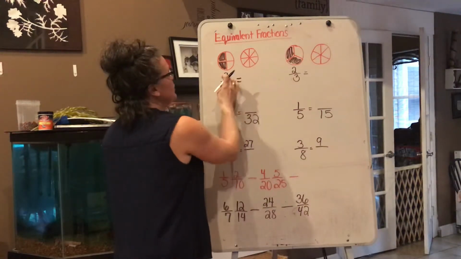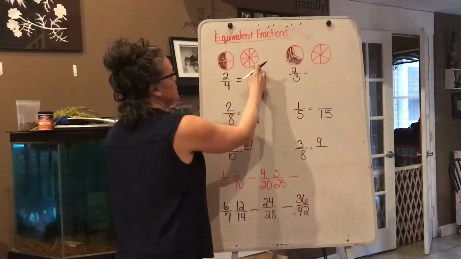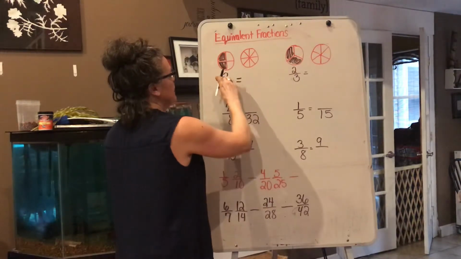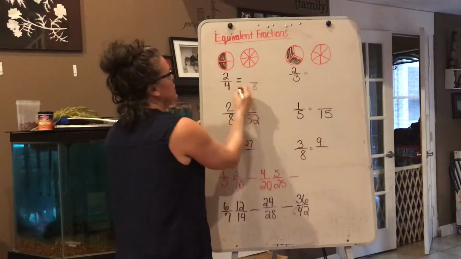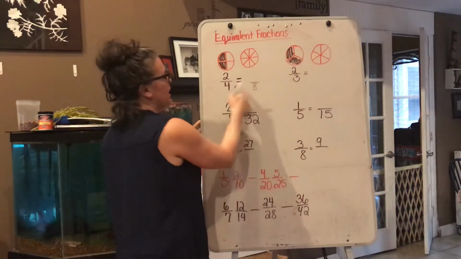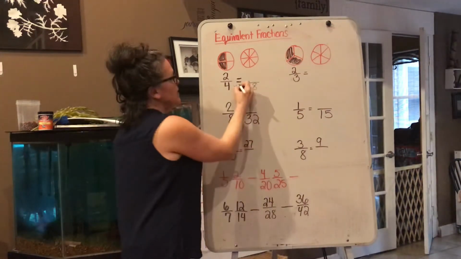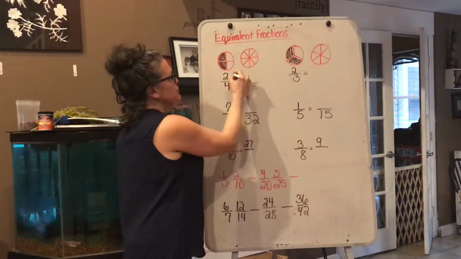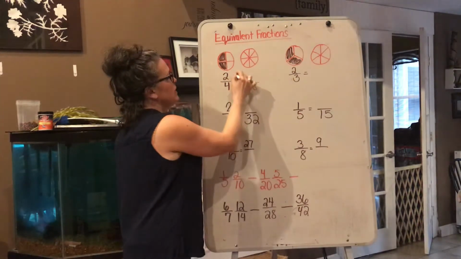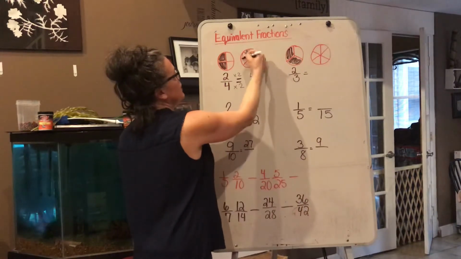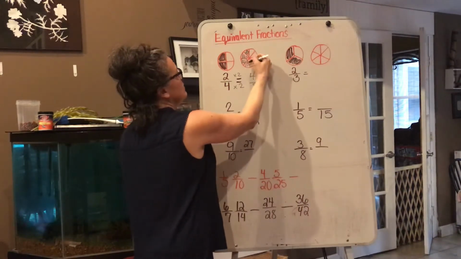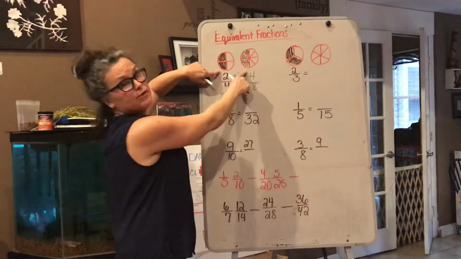So what do I do to get from the 2 to this number, and what do I do to get from 4 to 8? So we know that this is 8 equal parts. So what did I times this by to get to 8? And hopefully you can tell me that was by 2. So if I do that to the bottom, I also have to do that to the top. So my new answer would be 4/8. And when I shade it in, you can clearly see that they are equivalent to each other.